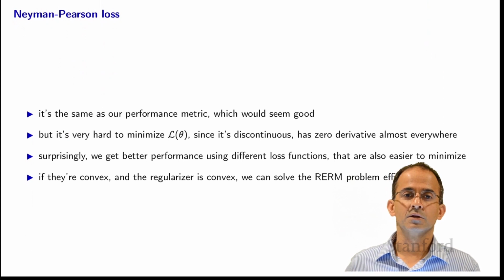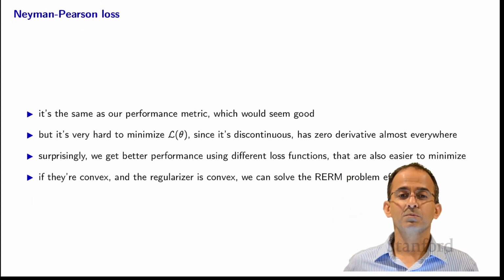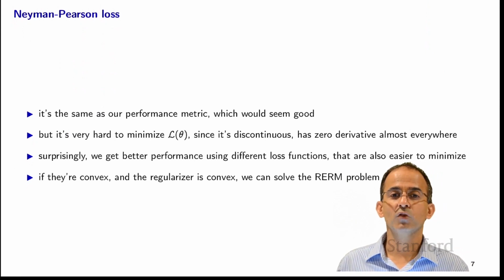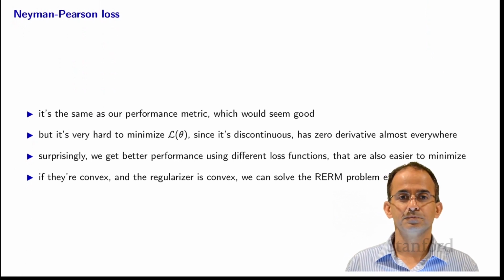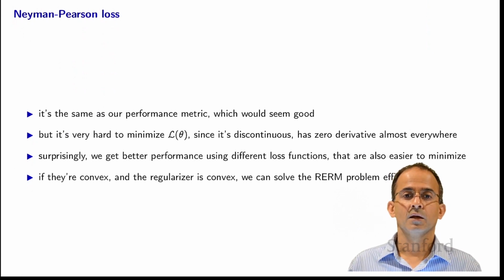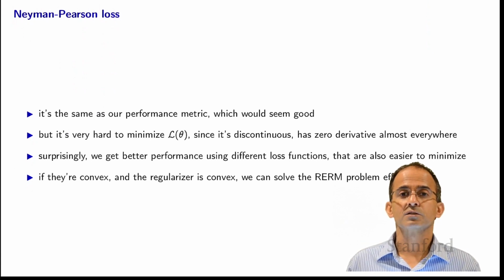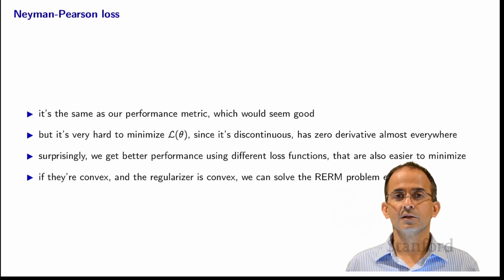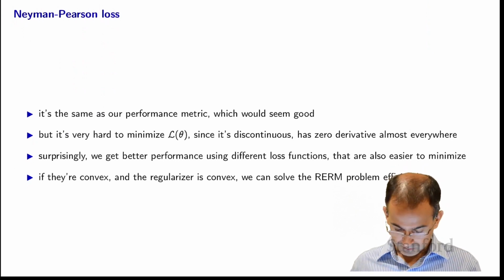Instead we don't use the Neyman-Pearson loss. And in fact we get better performance if we use different loss functions. And those different loss functions not only give us better performance, but are actually also easier to minimize. If the loss functions are convex, well, we've already discussed how convex optimization problems are simpler to solve than problems where the objective function isn't convex. And of course we need the regularizer to be convex too. Well, then there's a very efficient solution. But even if the loss function isn't convex, it's still very useful in practice and very commonly used.